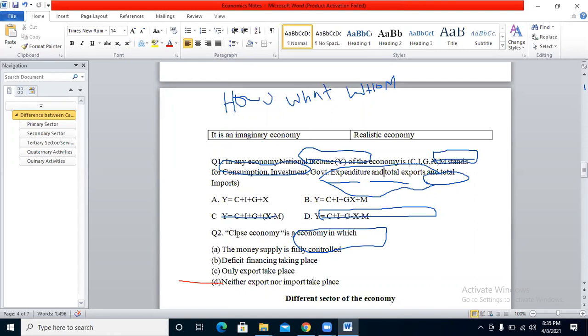And what is the answer for the second question? Closed economy is an economy in which one? D, neither export nor import. Okay, D. Yes, closed economy means we restrict our country from trading with other countries, meaning no export and no import take place. This question was asked by the UPSC, the first in 2001 and the second in 2011.